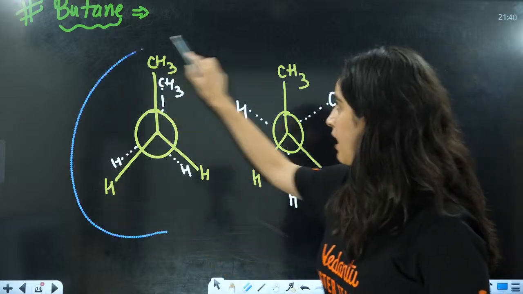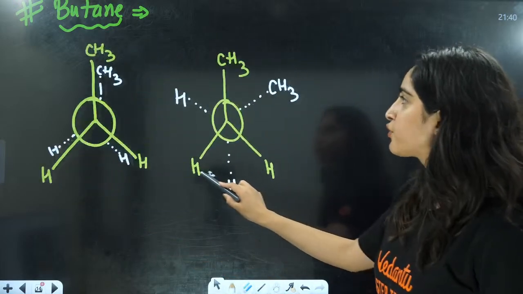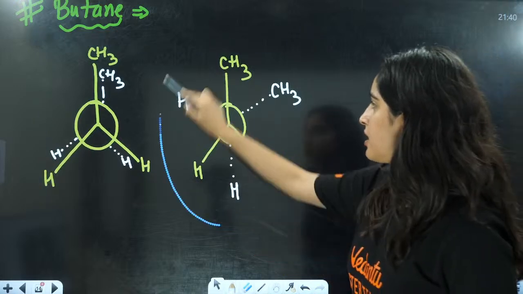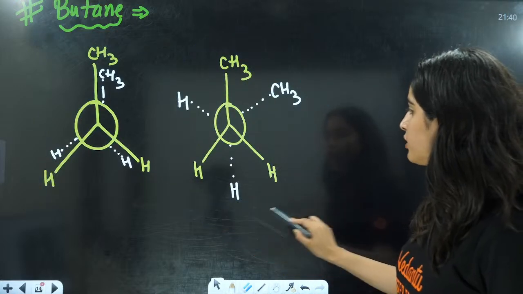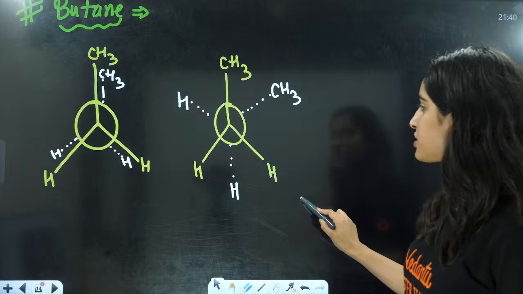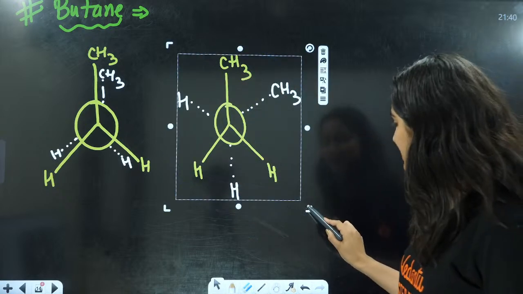Everyone, are you able to understand this? We have drawn 2 structures here, right? Are you able to understand how we have drawn these 2 structures? Because this question is very important.